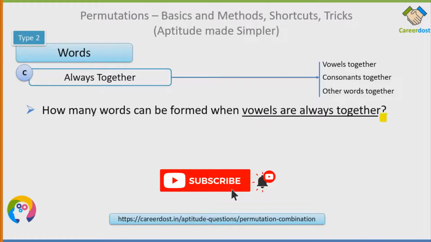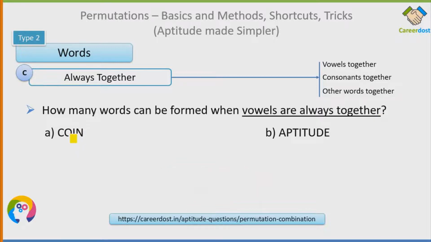See, these vowels are always together. We will use the same example. One is coin, another is aptitude. So let's first talk about coin. Here we know that vowels are O and I, and the rest of the letters are C and N. So how many places can O and I be placed? This is first place, second place and third place. Remember, these vowels have to be placed together.